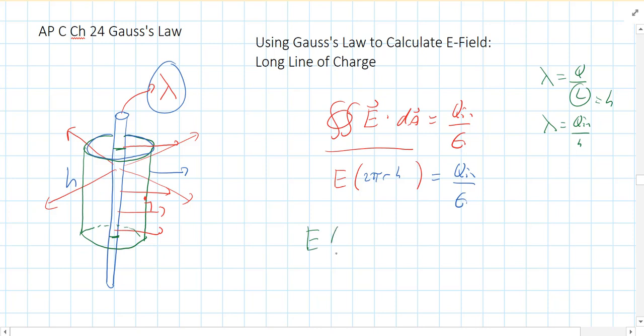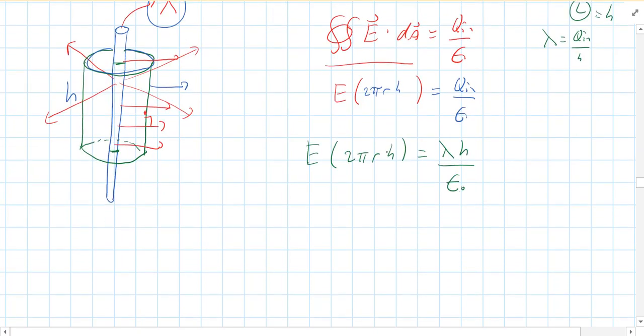So you get E times 2 pi r h equals lambda times h, that's our Q enclosed, divided by epsilon naught. Good news, the h cancels. It doesn't matter how tall your garbage can is. And you get the following: E equals lambda over 2 pi epsilon naught r.